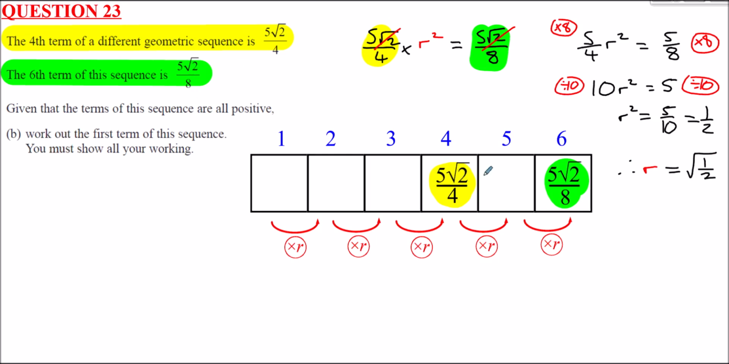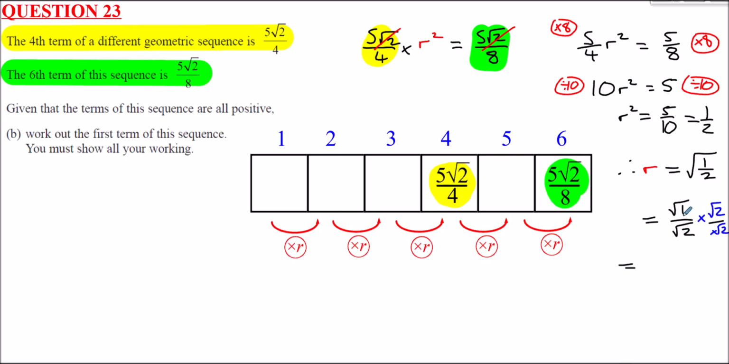However, this sequence is given in terms of root 2, not in terms of root a half. So what we can do here is actually write this in terms of root 2 instead of being in terms of root a half. So the square root of a half is the same as the square root of the top, 1, divided by the square root of the bottom, 2. We can now rationalise the denominator by multiplying both top and bottom by root 2.